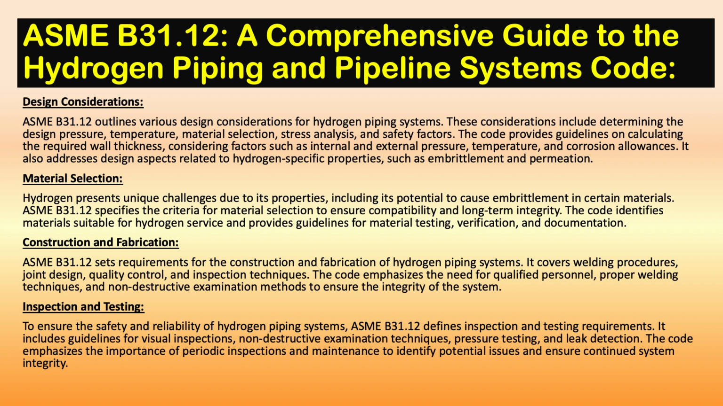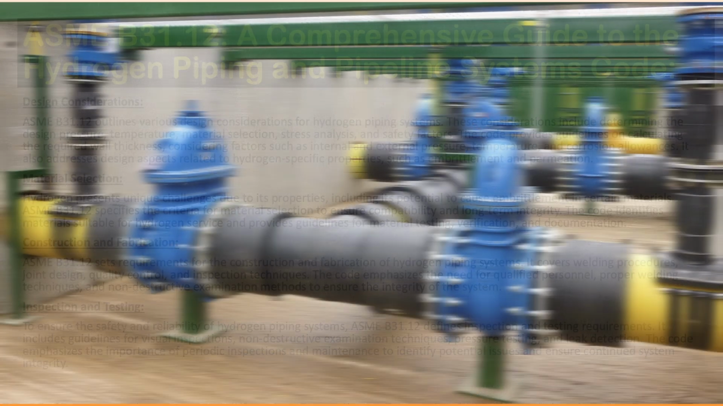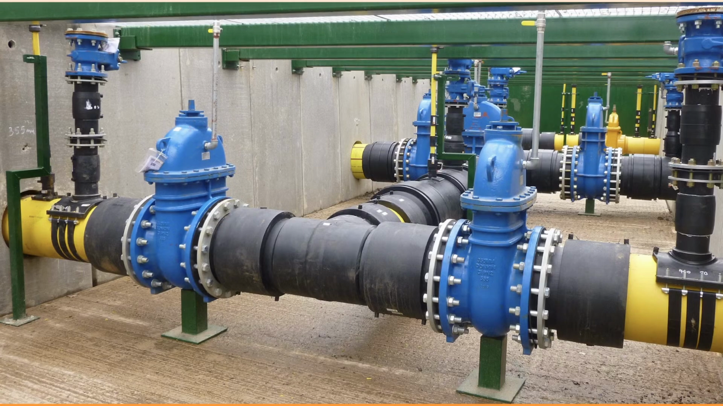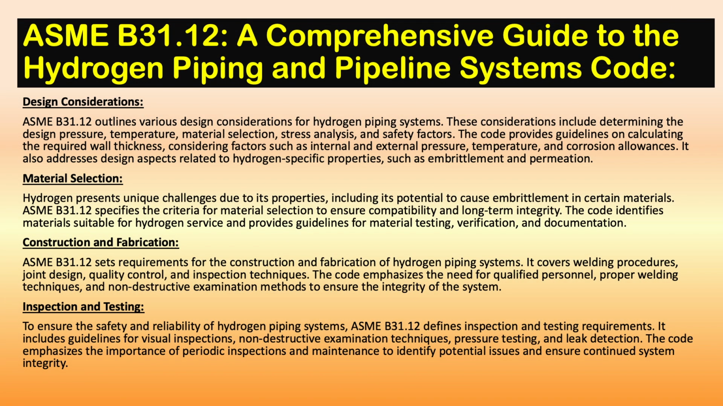Construction and fabrication. ASME B31.12 sets requirements for the construction and fabrication of hydrogen piping systems. It covers welding procedures, joint design and quality control and inspection techniques. The code emphasizes the need for qualified personnel, proper welding techniques and non-destructive examination methods to ensure the integrity of the system.